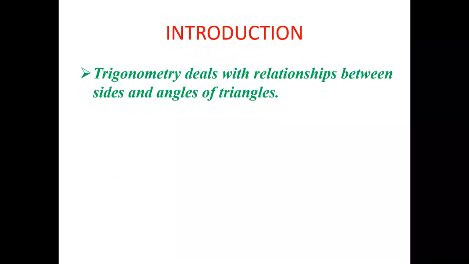Trigonometry deals with the relationships between sides and angles of triangles. And now in this video we shall focus on two types of triangles: right-angled triangle and then non-right-angled triangle. Whenever you hear a right-angled triangle, that means that one of its three angles is 90 degrees. But non-right-angled triangles cannot have an angle of 90 degrees. Right angle means angle 90 degrees.